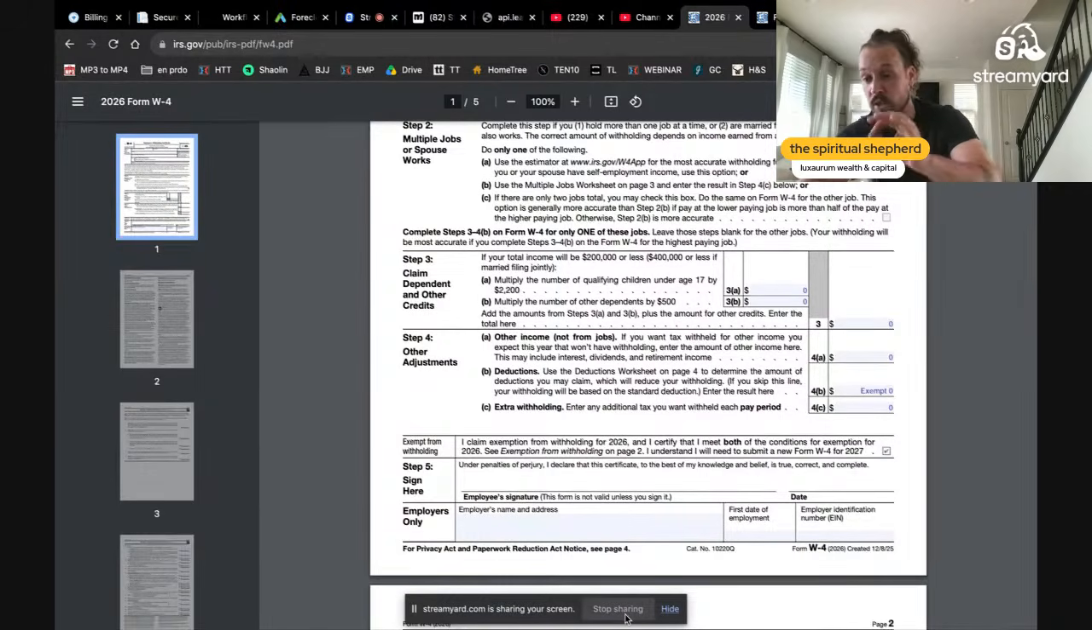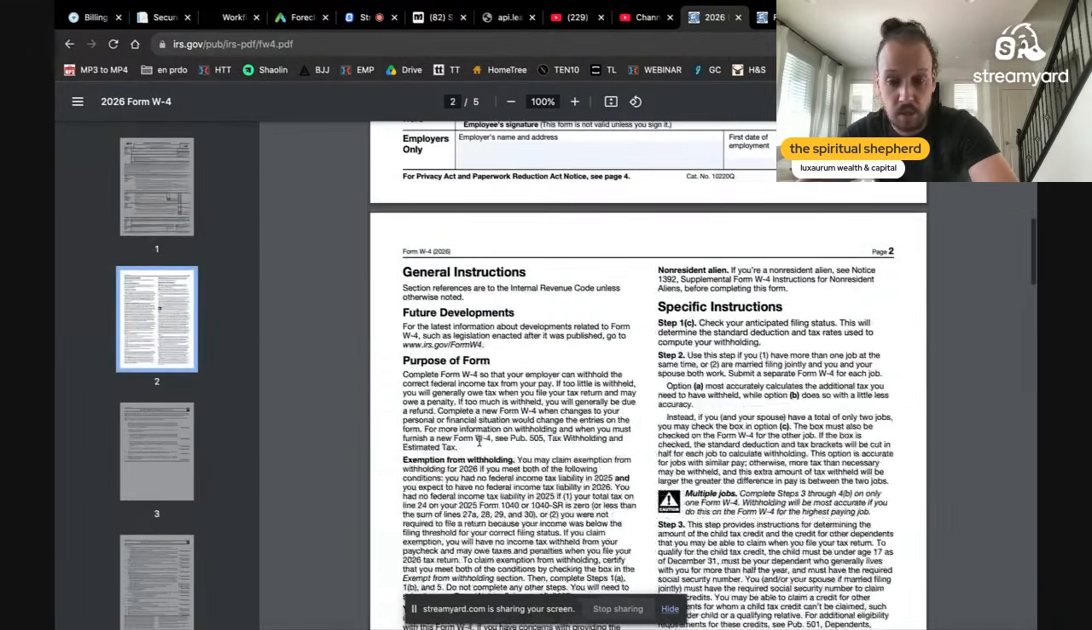And then since 2026, they've even put an additional thing where it says that you are exempt from withholding. Now it says, I claim exemption from withholding for 2026. And I certify that I meet both the conditions for exemption. So what are the conditions? You guys have to study this. It's not difficult. Don't overcomplicate it in your brain. Simplify it, because it really is. That you meet both the conditions for exemption for 2026. See exemption from withholding on page 2. I understand that I will need to submit a new W4 form in 2027. So this is the way that you're going to have.